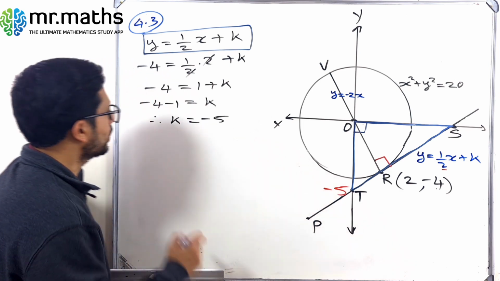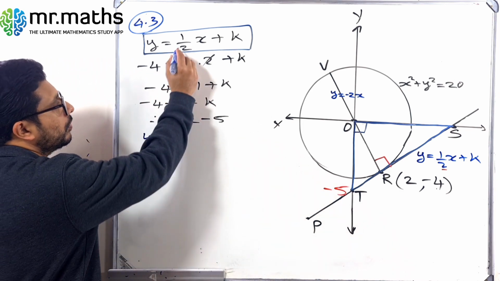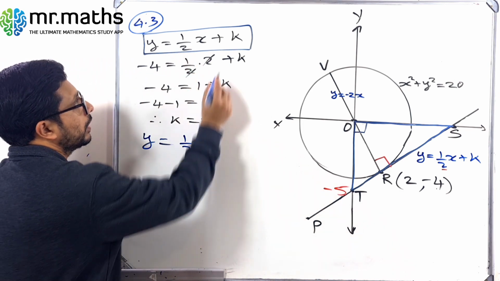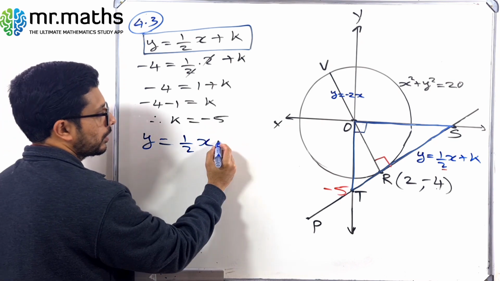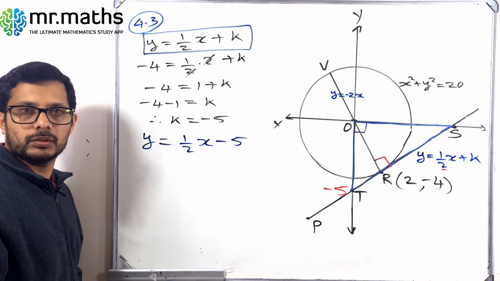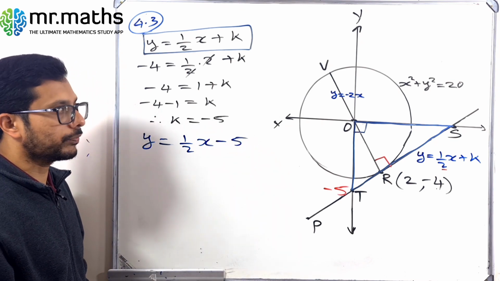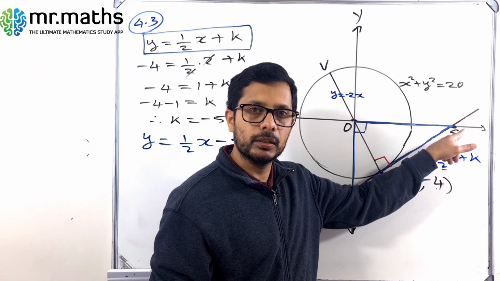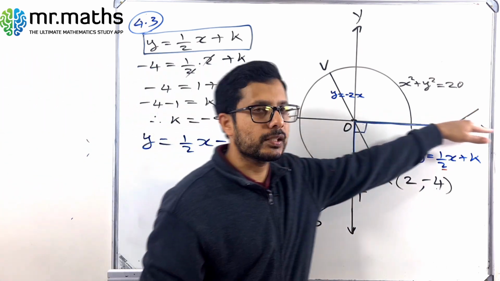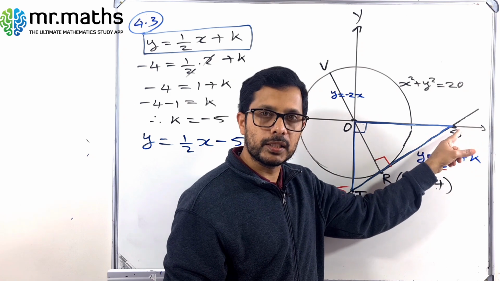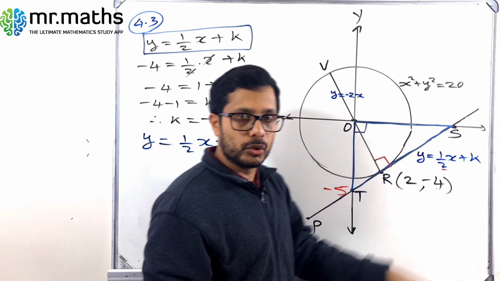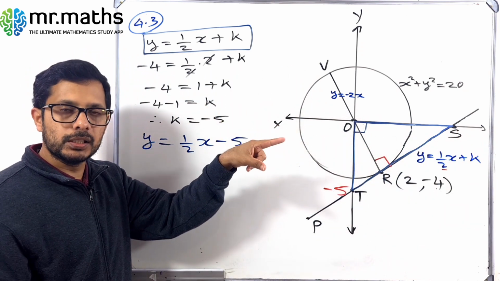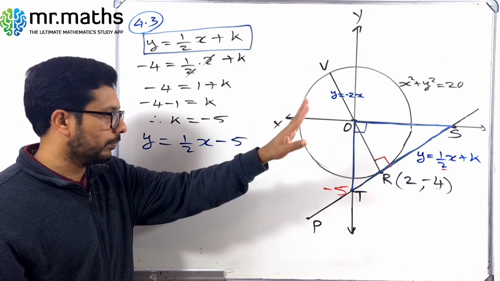So now we know the equation of that line. What is the equation of this line? y is equal to half x plus k. What is k? Minus 5. So half x minus 5. Okay, that is the equation of that line. Now look at that line, this point S. This one is the x-axis, so this point is the x-intercept. So that point S is on our line.